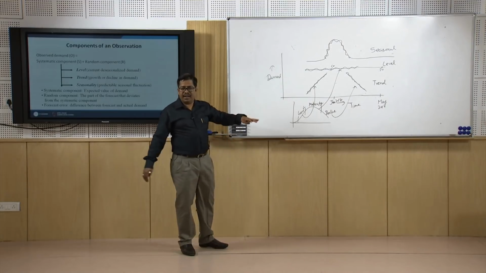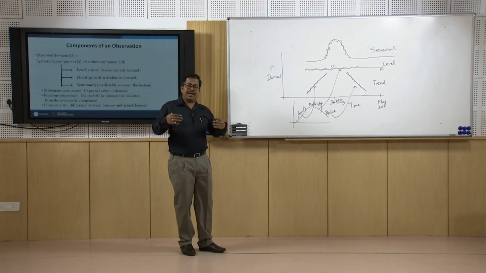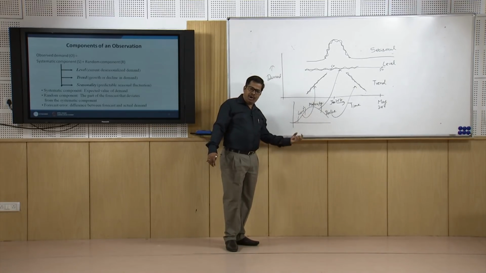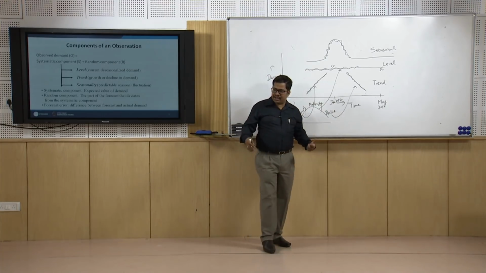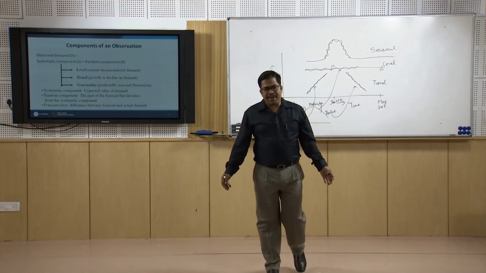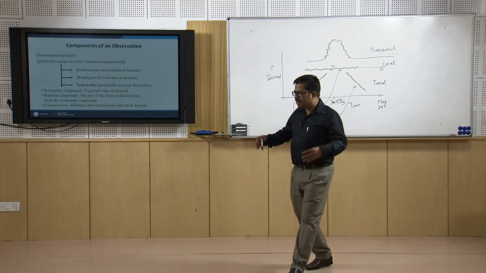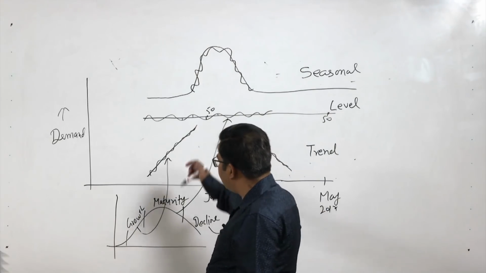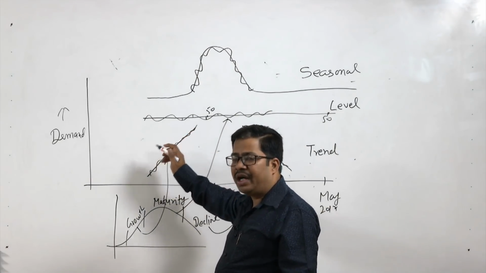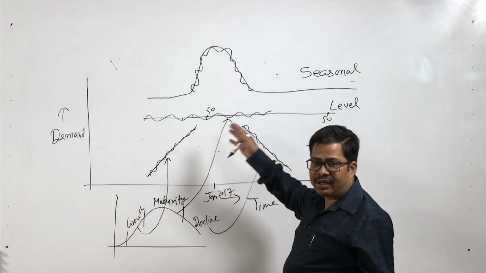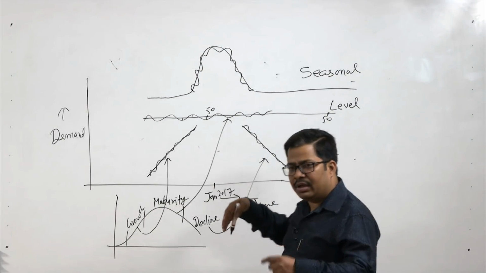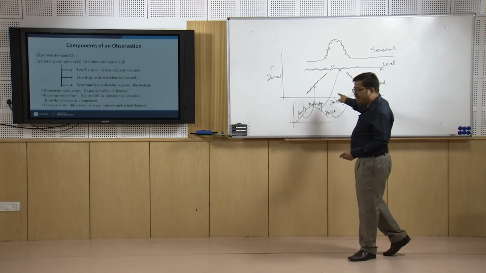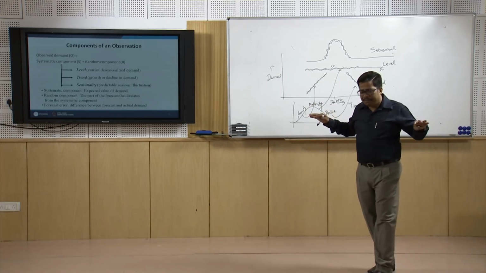So, this understanding will help us initially to screen the methods. If I am in the growth stage, I know as a marketer that my product is right now in the growth stage, so I will select a method which is helpful in dealing with the positive trend. I should not select a method which deals with level data or with negative trend. So, this understanding of the product life cycle with the systematic components of my demand data will help me to initially screen my methods.